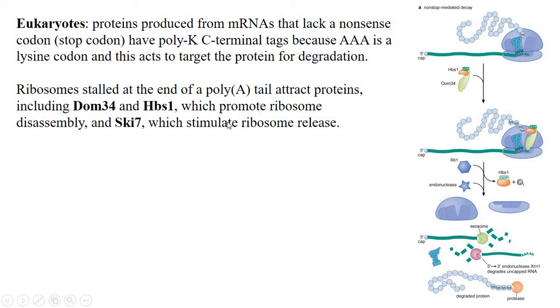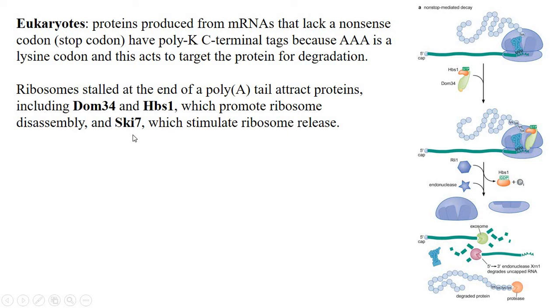the tail will attract these proteins called DOM34 and HBS1. This DOM34 and HBS1 binds to GTP. Again, they look very similar. They're structurally very similar to tRNA, structurally very similar to release factors. So this will come and bind here to the A site of the ribosome. And the binding of DOM34 and HBS1 will promote ribosome disassembly. Because the ribosome disassembles, this protein, the peptide, will come out as well.